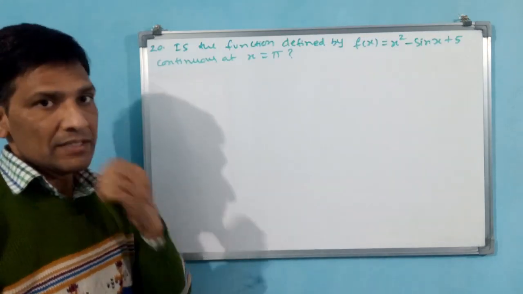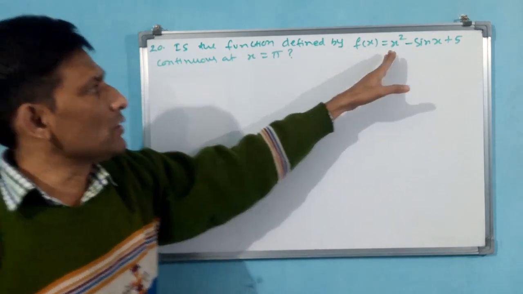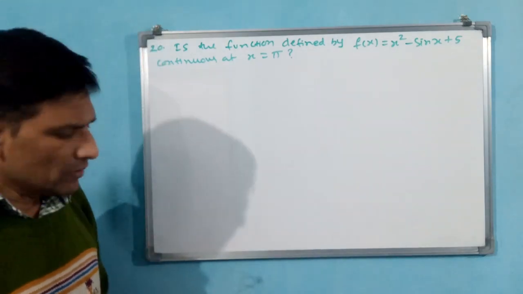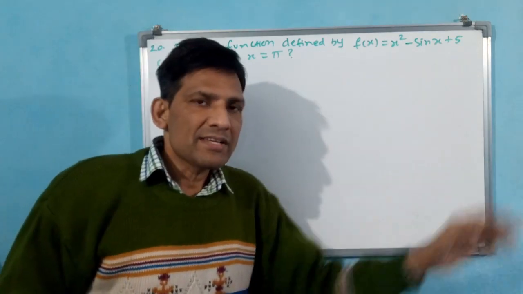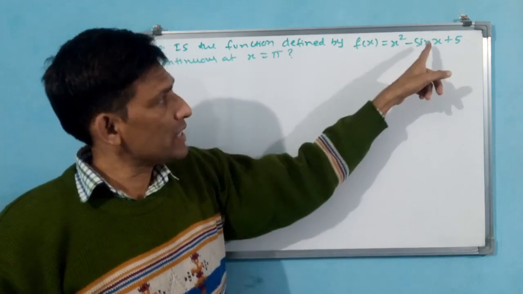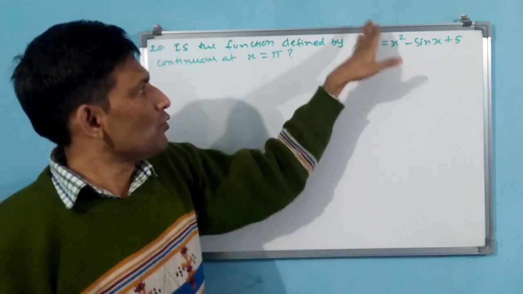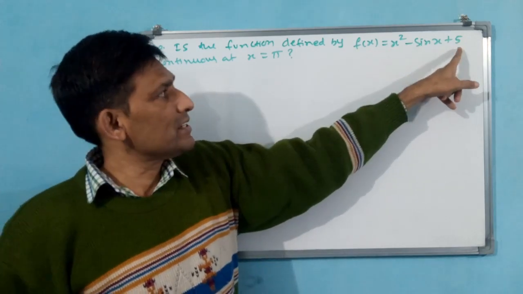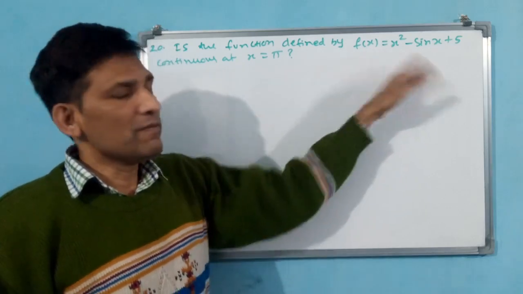Okay, see the 20th question. Is the function defined by f of x is equal to x square minus sin x plus 5 continuous at x is equal to pi? Okay. Now you tell me, this function we can take as algebra of functions. Why? Because you take 3 functions. X square is one function, sin x is another function, 5 is one function. That means you don't take this as f x. f x is equal to x square, g x is equal to sin x, h x is equal to 5. In imagination, 3 functions are there.